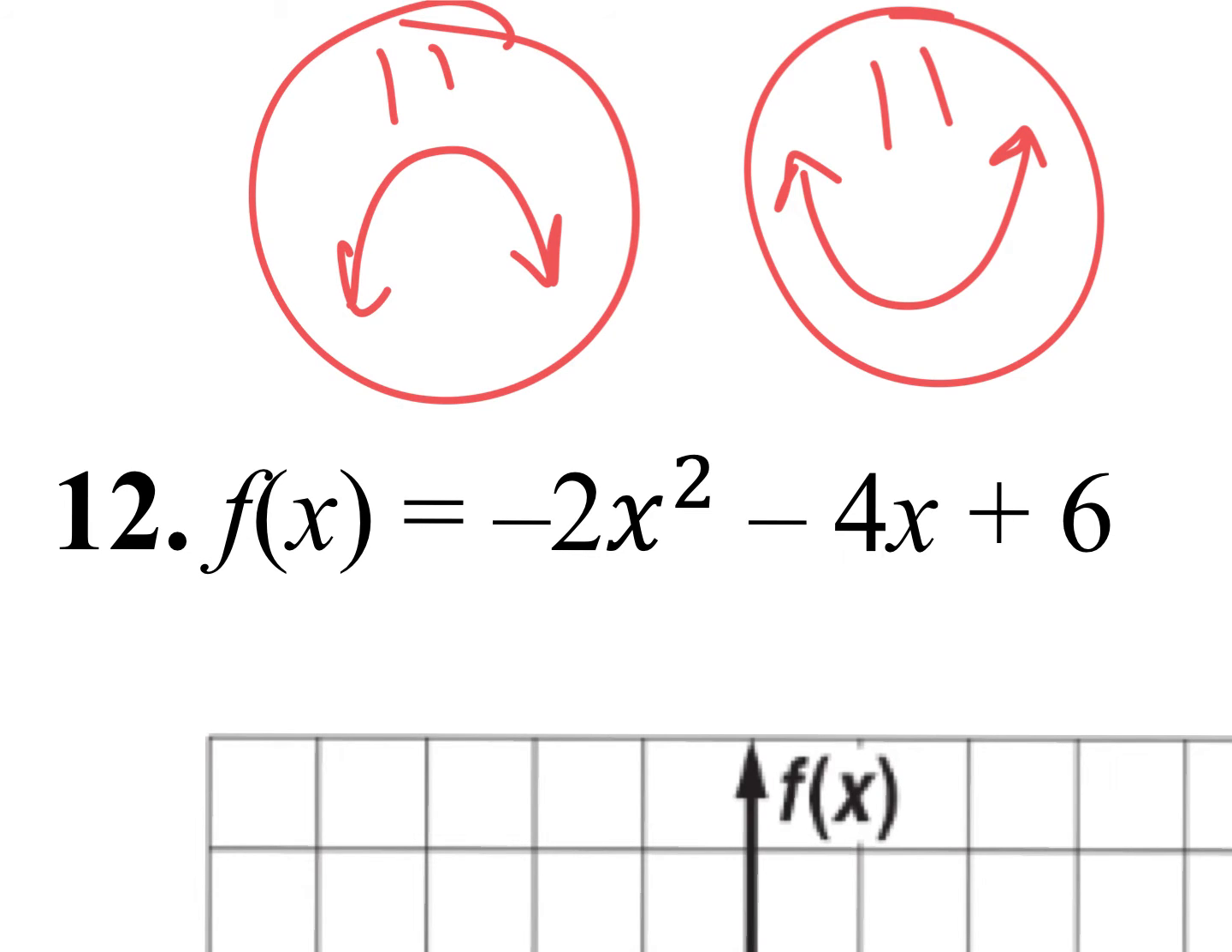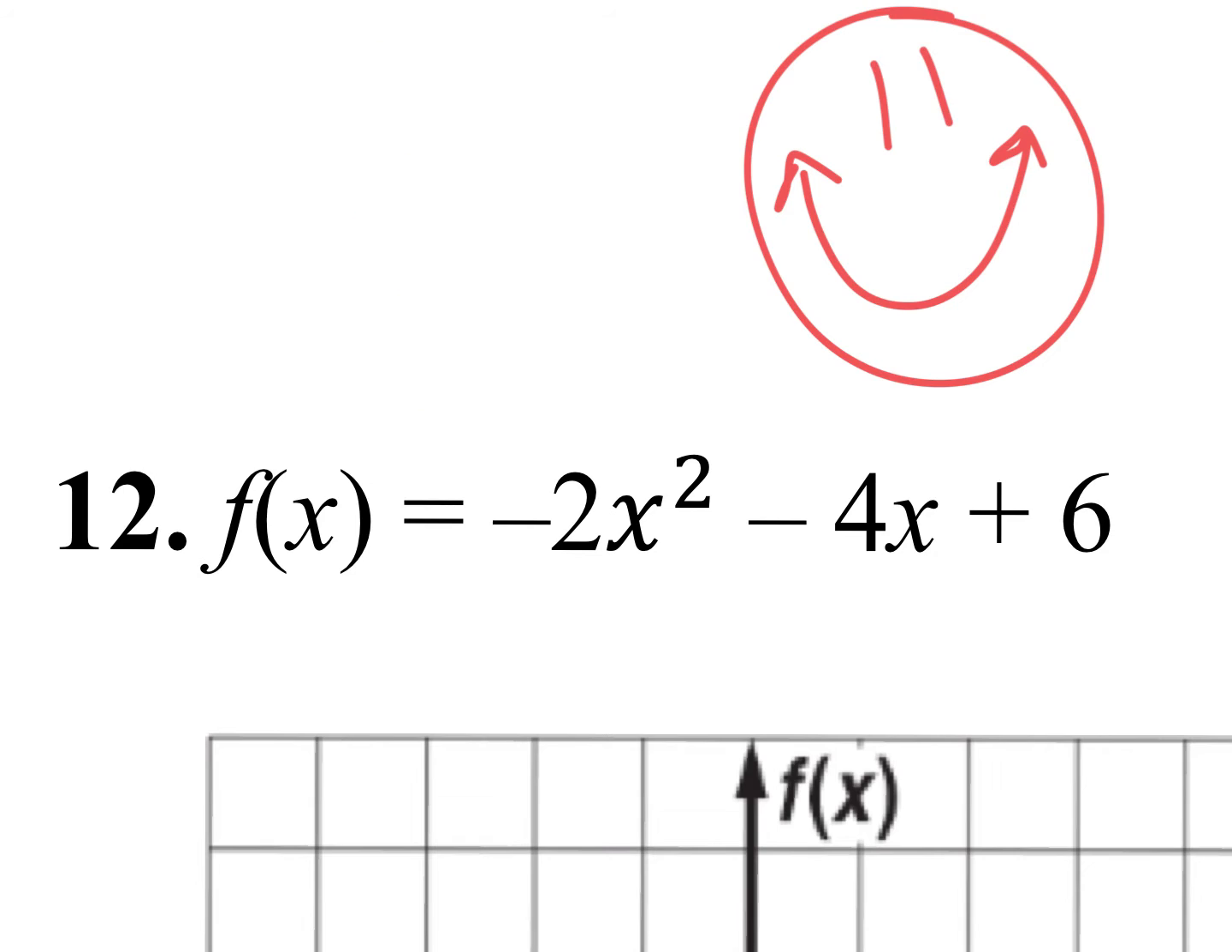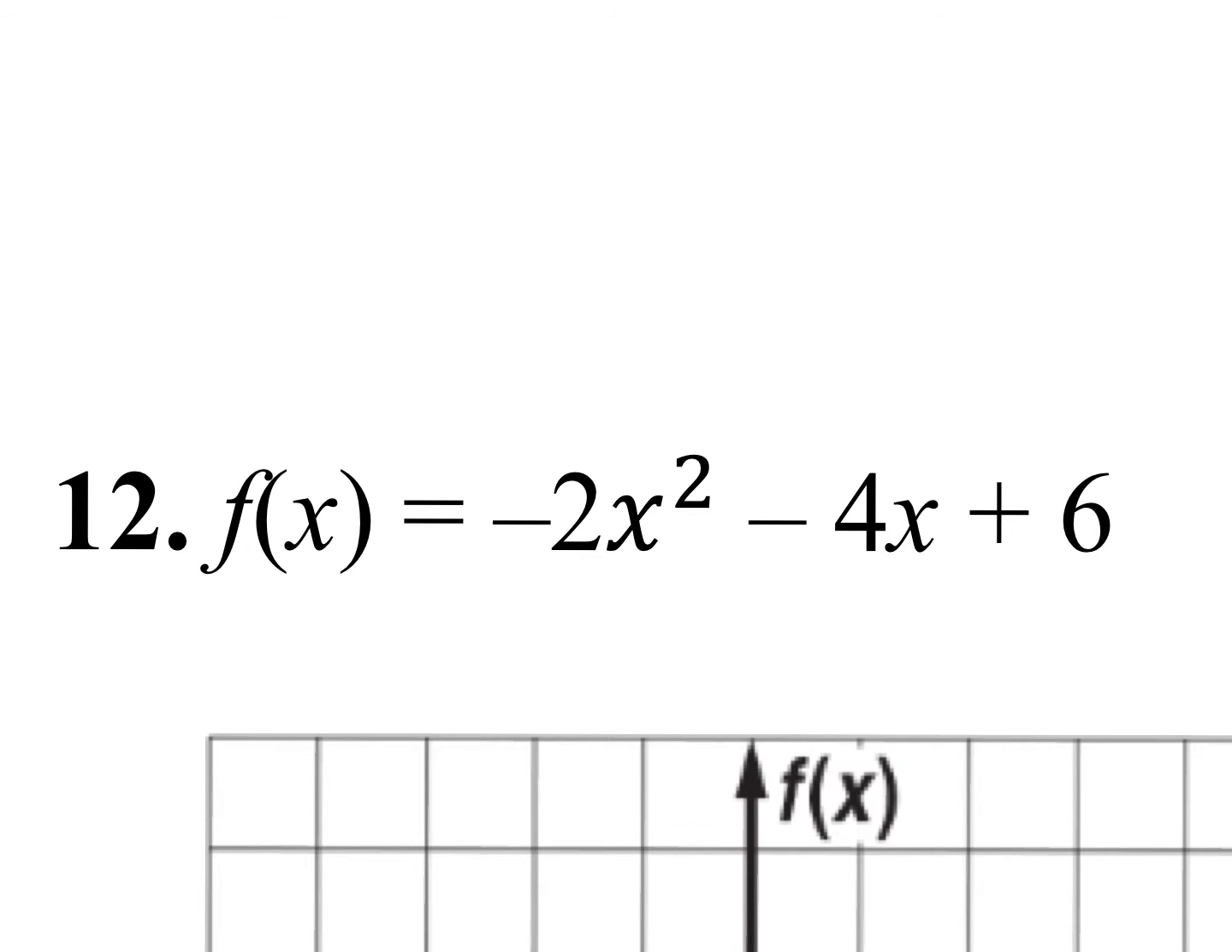Okay, that's probably, let me just delete that. But yeah, the a value tells you if it opens up or down, which will determine whether you have a maximum value or a minimum value. Maximum value, like if you were to throw something up in the air, goes up, up, up, and then it reaches a max height, and then it comes back down. That's a parabola that opens down. That's a parabola that has an a value that's negative. That will produce a maximum value.